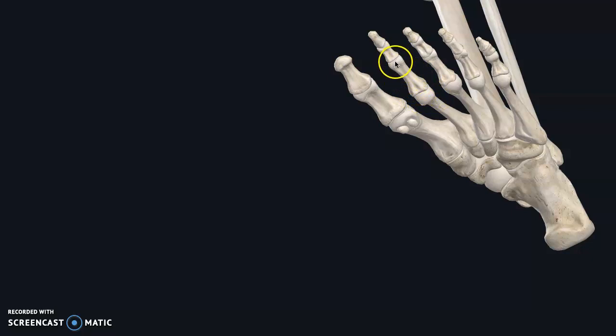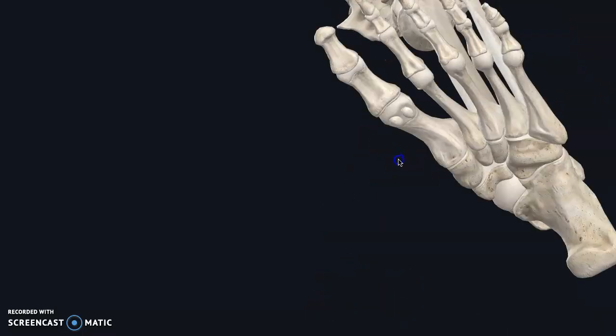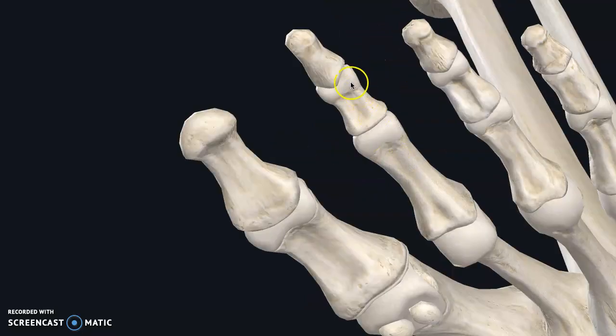Proximal interphalangeal, in between the phalanges, is the PIP, proximal interphalangeal joint. This joint here is the distal interphalangeal joint. You have to be specific about which distal interphalangeal joint we're talking about. Here's a DIP, but it's the first DIP specifically of the right foot. So you have to be very specific in your notes.